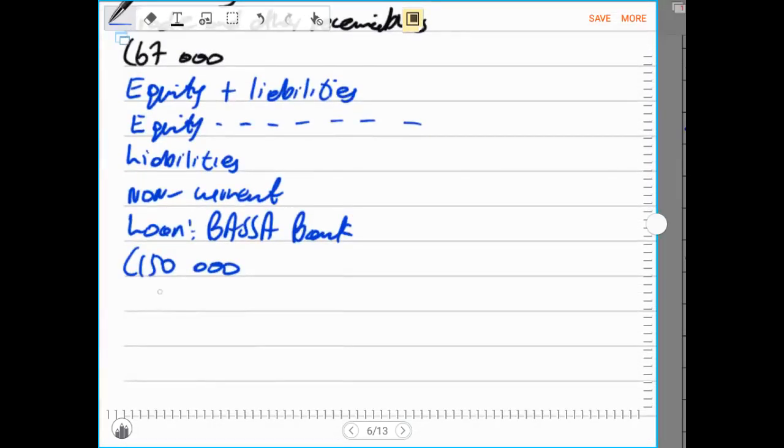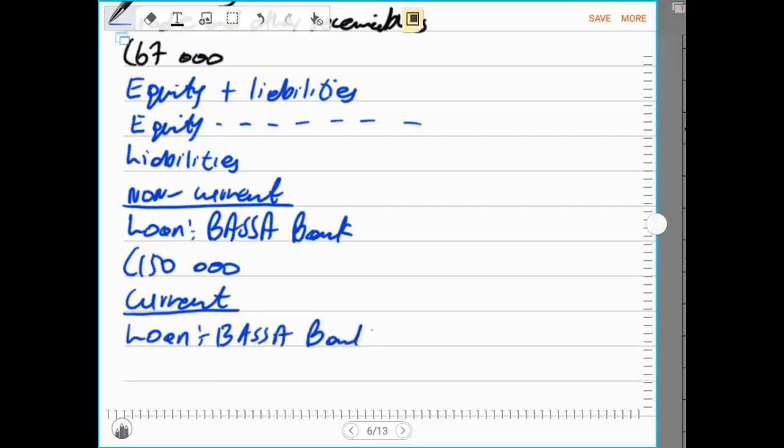Then after, we go to current liabilities. Our current liabilities are made up of a short-term loan, which is also a loan from Basa Bank. The loan from Basa Bank is payable on an annual basis of 50,000, and we were told that 50,000 will be paid in the following month. Then we have to subtract 50,000 there.